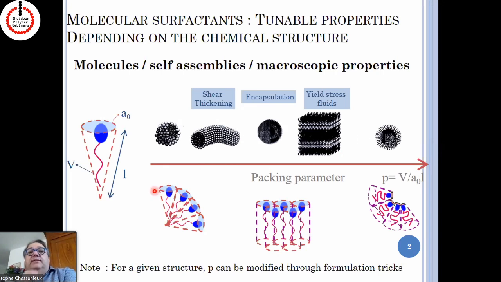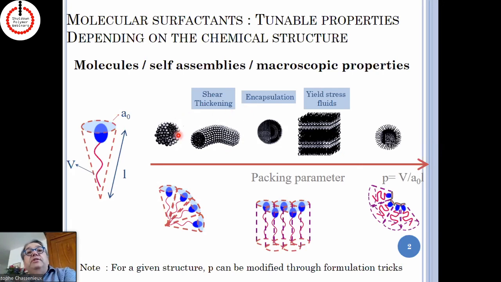And it is well known in the literature that all these things can be rationalized in terms of packing parameter, which depends on the volume of the surfactant and on the area that is needed for the polar head to sit at the interface. So we can have different kinds of self-assembly by playing with the chemical nature of the surfactant. But what is also nice is that, depending on the self-assembly, you can achieve different kinds of properties from the macroscopic point of view.